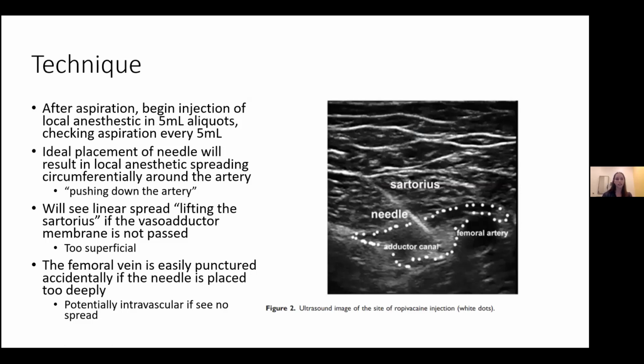As I mentioned, the ideal placement of the needle will result in local anesthetic spreading circumferentially around the artery and pushing it down. It's important to see a nice black layer. You don't want to see any gray or potential expansion into the saphenous nerve. So seeing nice black creating a pool around the nerve is what you want to see. If you see that linear lifting of sartorius, which I'll show you in a video coming up, you haven't gone through the vasoadductor membrane yet, and you need to proceed on.